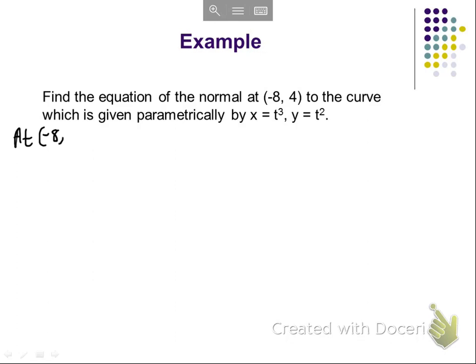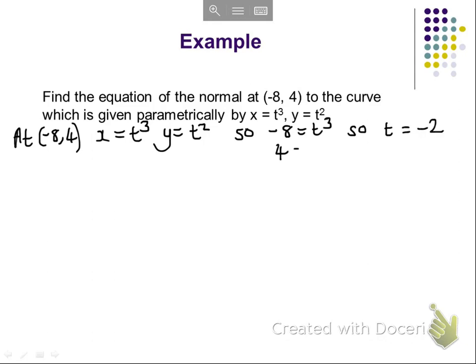So at the point (minus 8, 4), x equals t cubed and y equals t squared. We can say that minus 8 equals t cubed, so t must therefore equal minus 2. And subbing in y equals 4 will give us 4 equals t squared, so t will equal plus or minus 2.